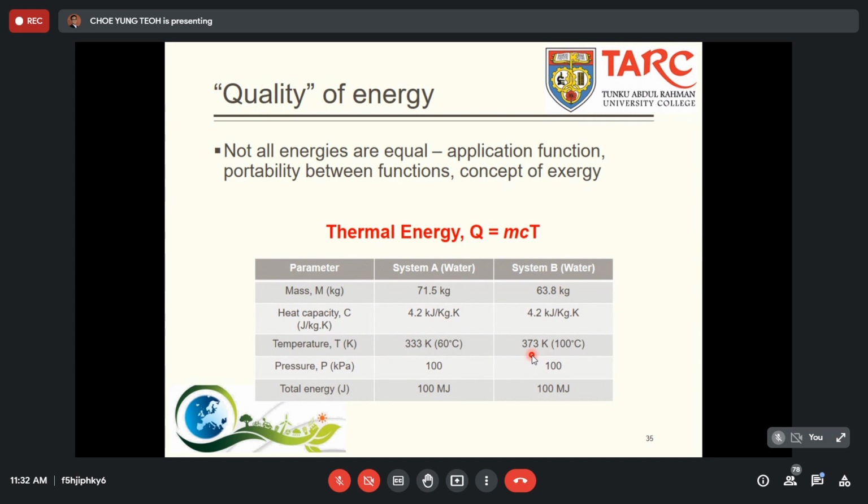As I said, you look at the mass where you have the height, which you are able to use to generate potential energy. But if not, then you look at temperature. Okay? That's the quality.